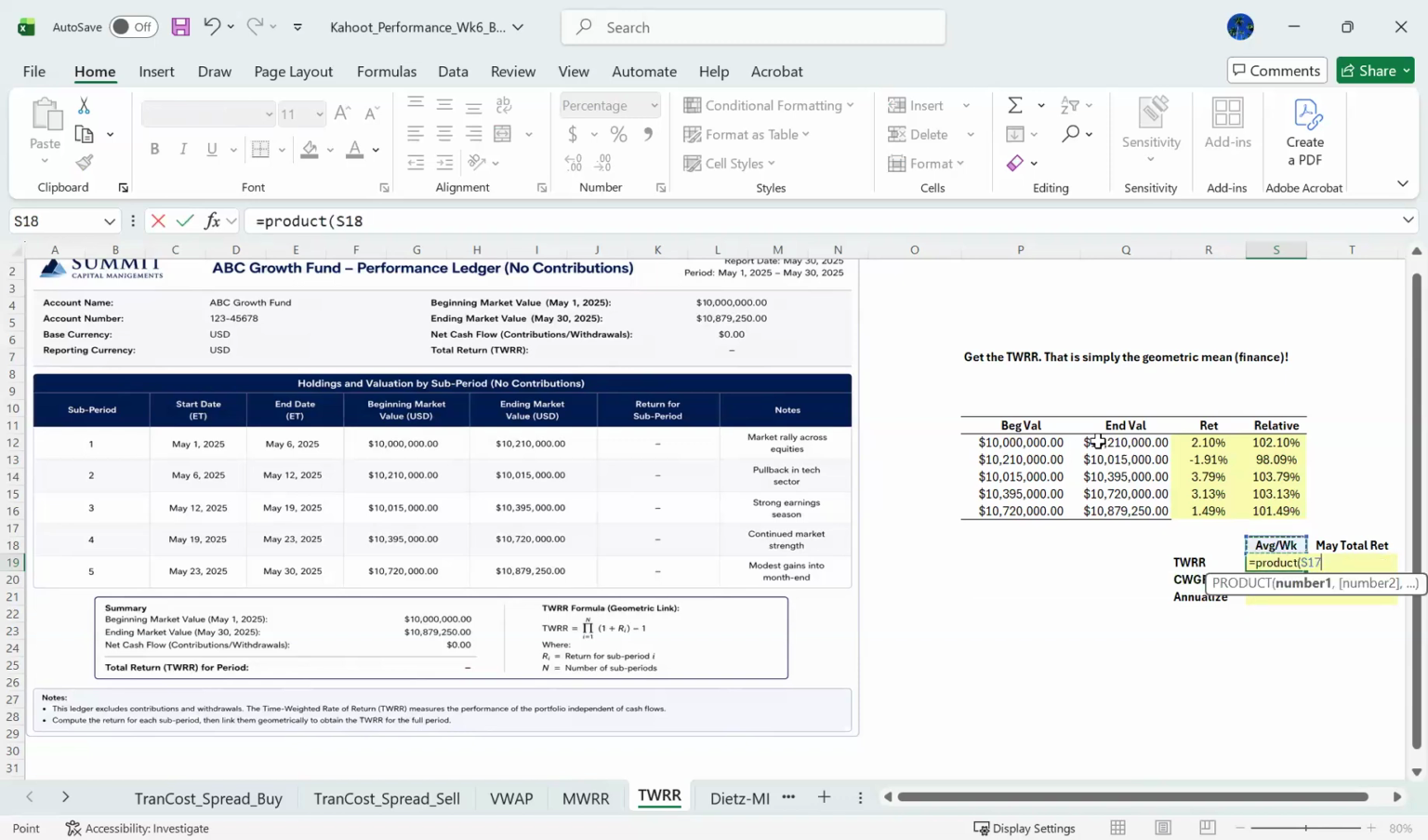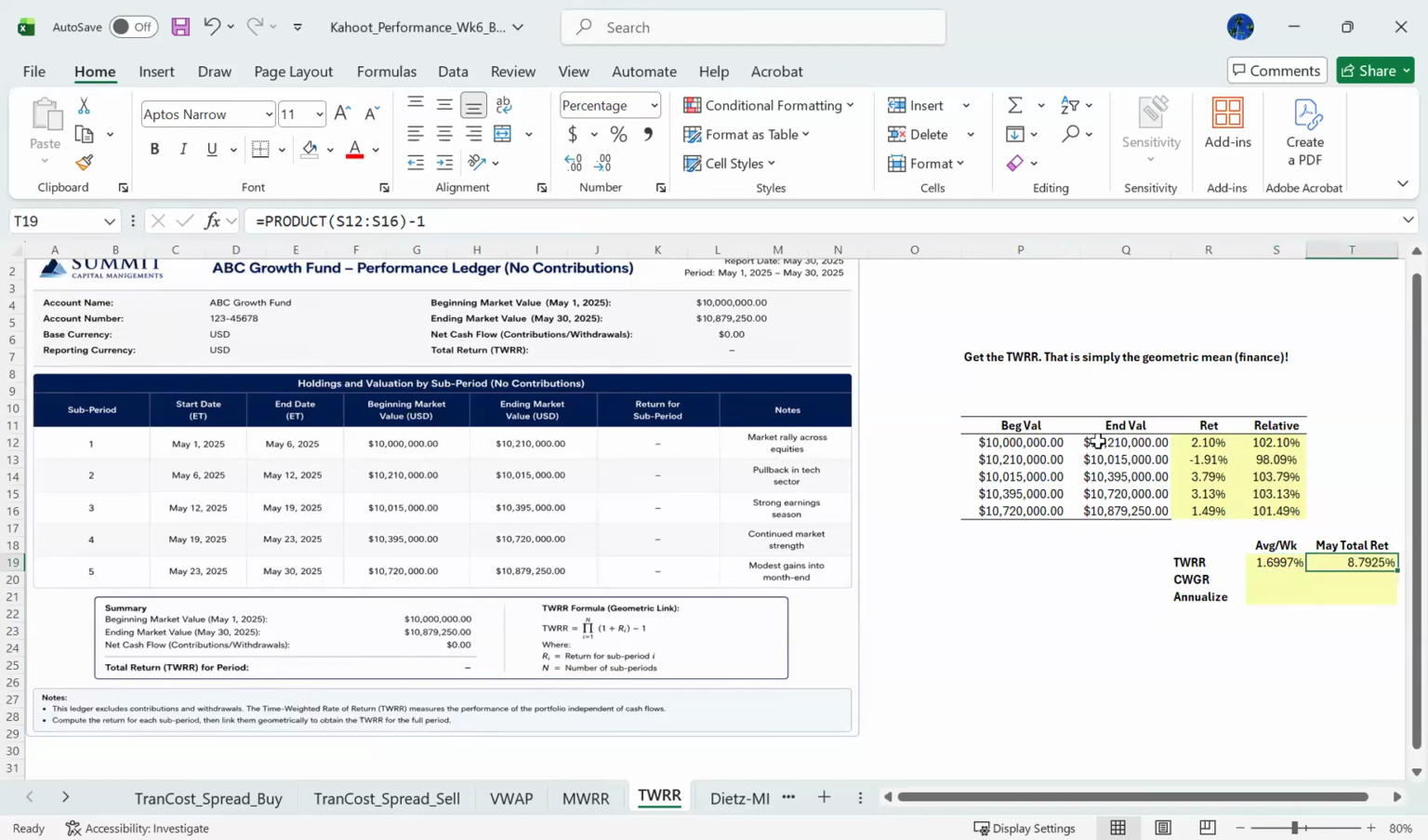of all of these price relatives, and then to the power of, we're going to take the nth root, in this case, the fifth root, or 1/5, or 1 over the count of these values. Okay, and then minus 1. And then that would be the average time-weighted rate of return per week.